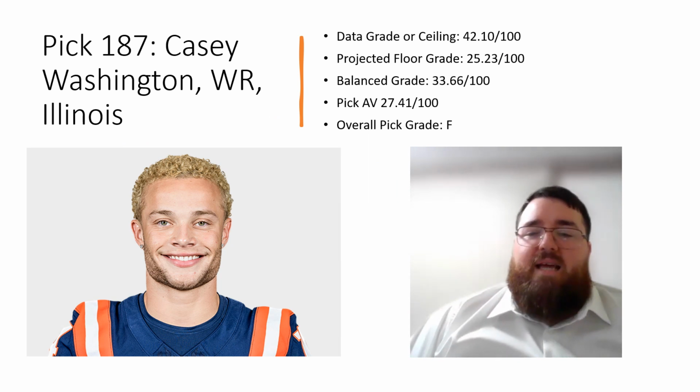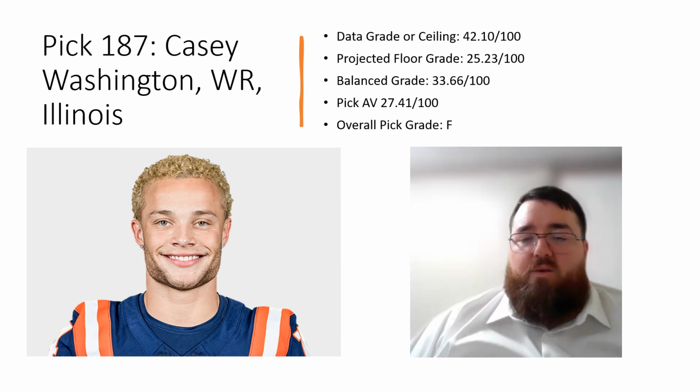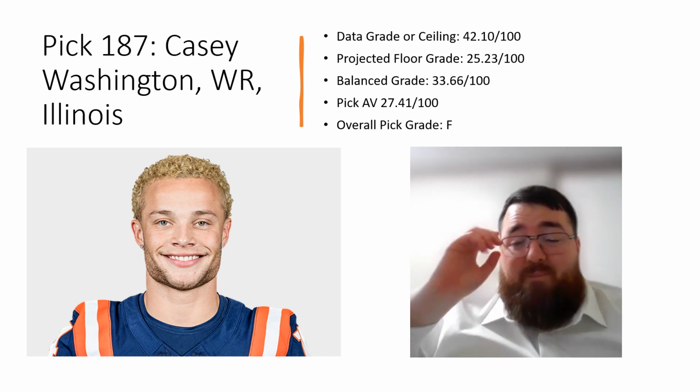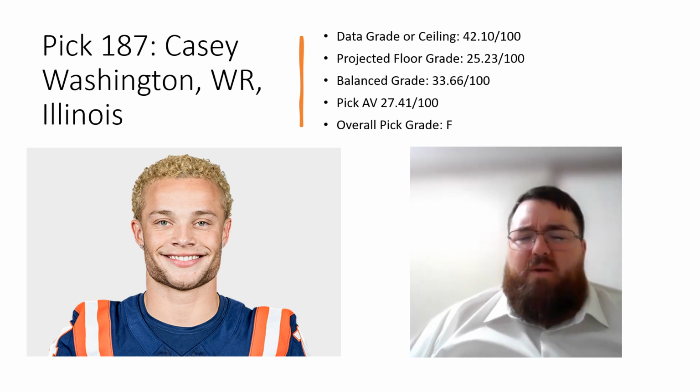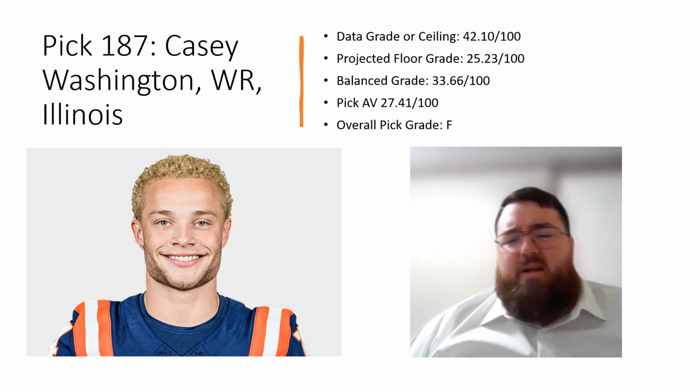Then, of course, we get to Casey Washington, wide receiver out of Illinois. His data grade or ceiling is 42.10 out of 100. His projected floor grade is 25.23. His balanced grade is 33.66. And the pick AV is 27.41 out of 100. Overall pick grade would be an F for him.